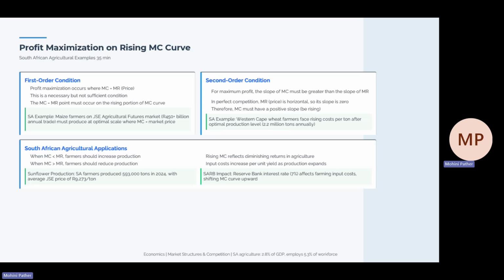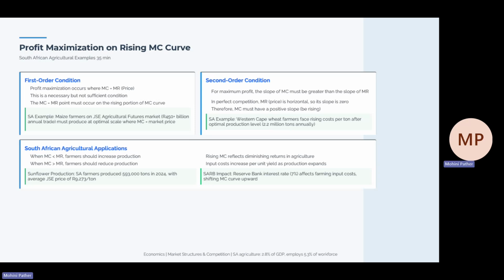So what does this mean? When marginal cost is lower than your marginal revenue, farmers need to increase production. And when marginal cost is greater than your marginal revenue, they need to start reducing production.